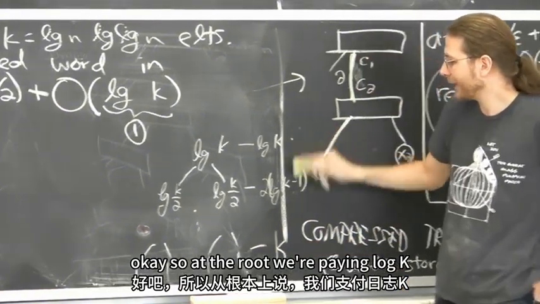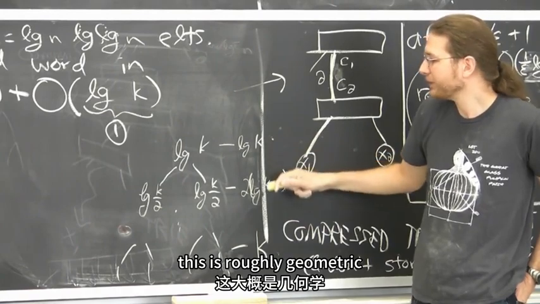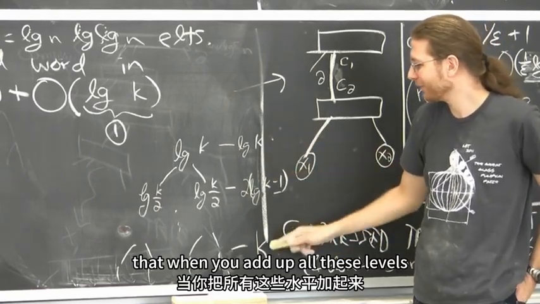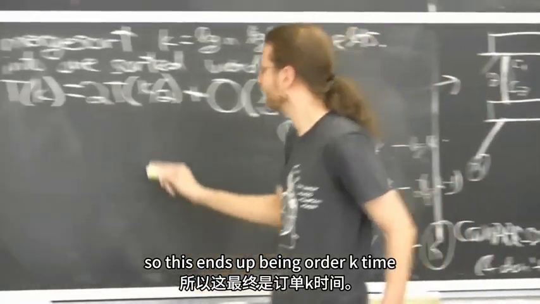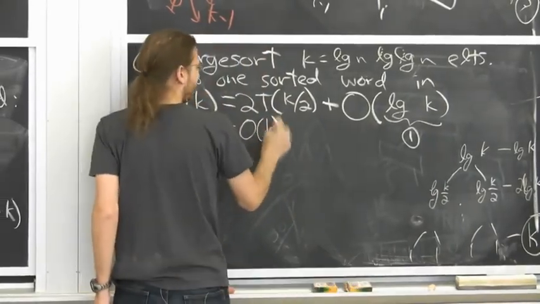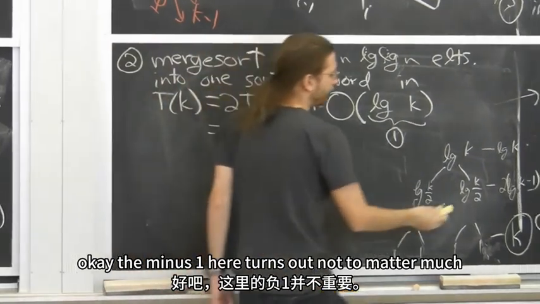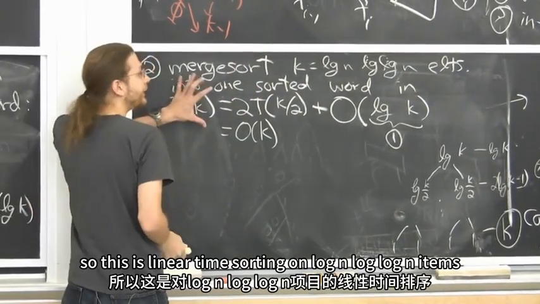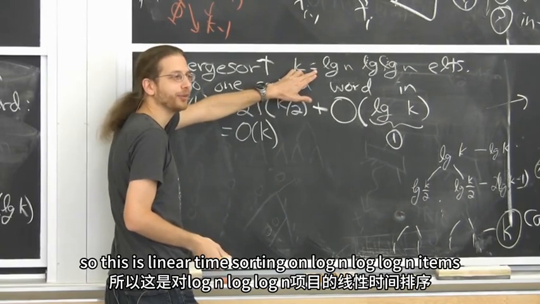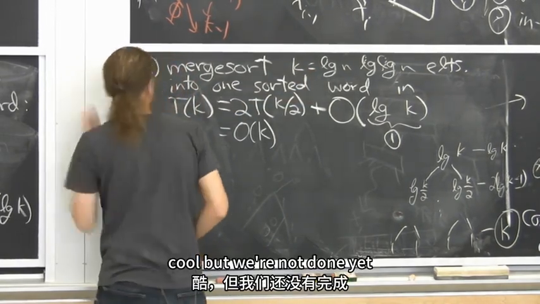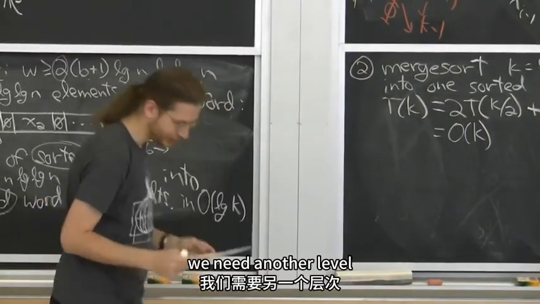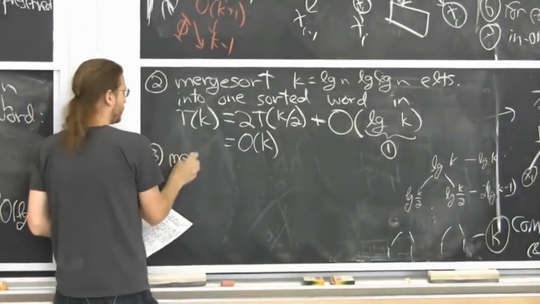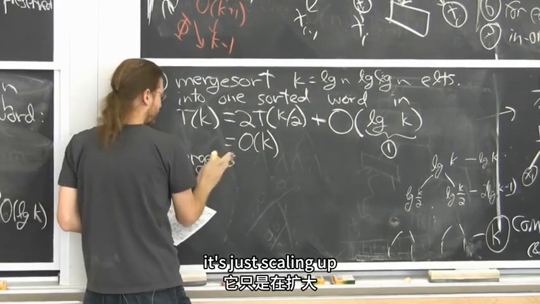Okay, so at the root, we're paying log k. At the leaves, we're paying k. This is roughly geometric. There's this minus 1, but it's geometric enough that when you add up all these levels, it's dominated by k. And so this ends up being order k time. The minus 1 here turns out not to matter much. Cool. So this is linear time sorting on log n items, everything that fits in a word. Cool. But we're not done yet. We need another level. The rest is pretty easy. It's just scaling up.